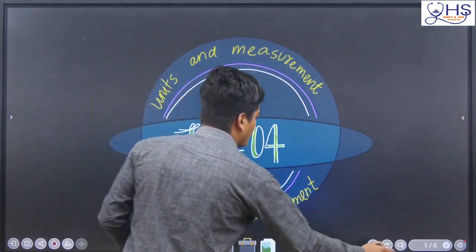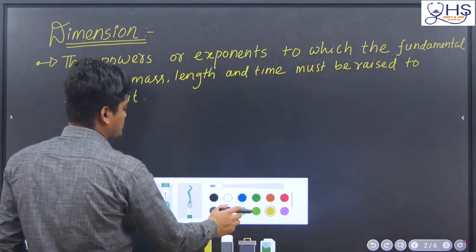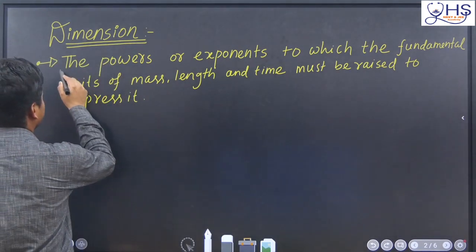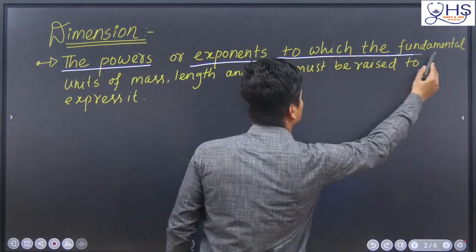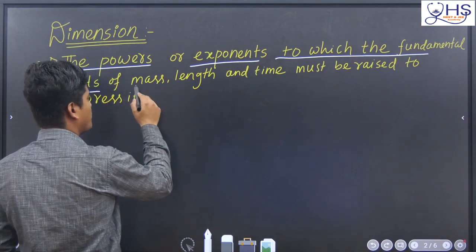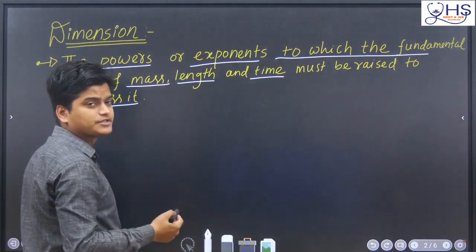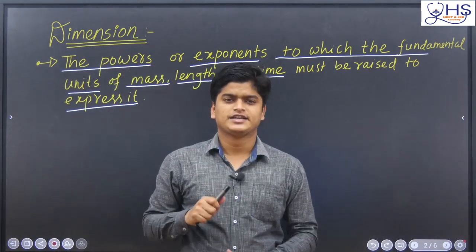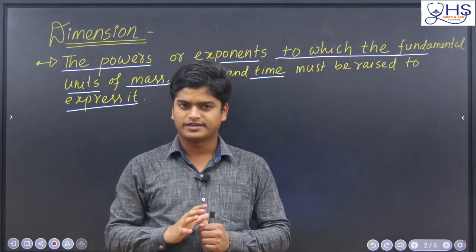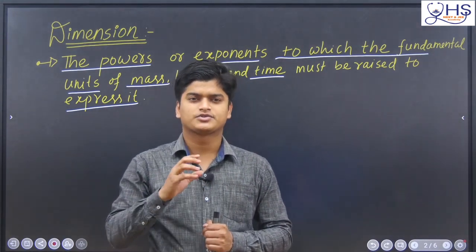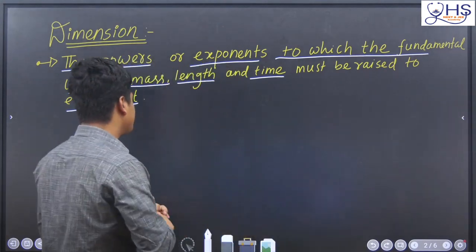So, what do we mean by dimension? Dimension means the powers or exponents to which the fundamental units of mass, length and time must be raised to express it. Basically, if you want to write the dimension of any physical quantity, you have to write it in terms of some basic fundamental quantities.